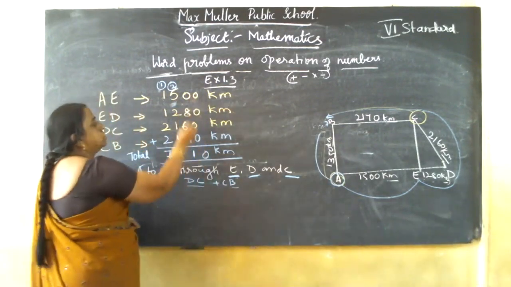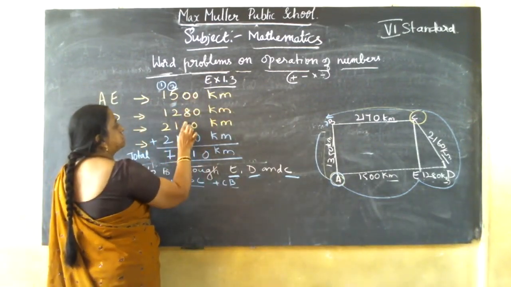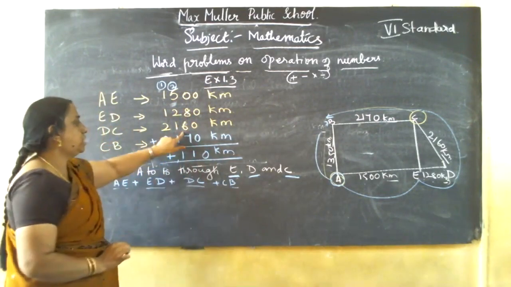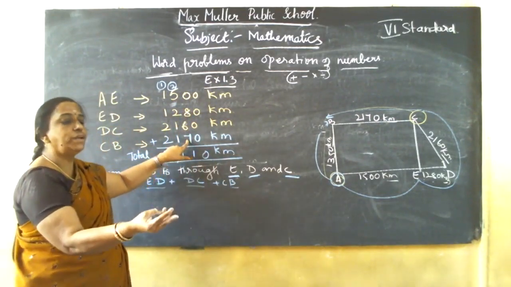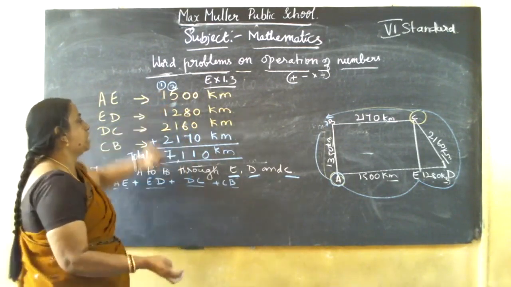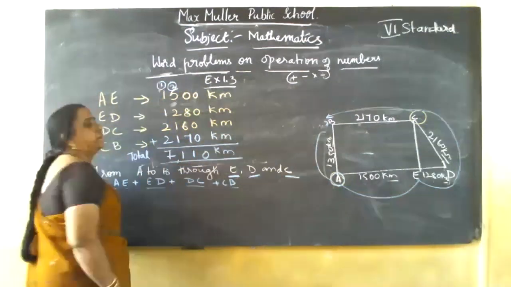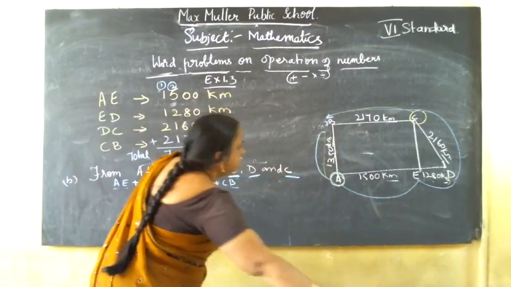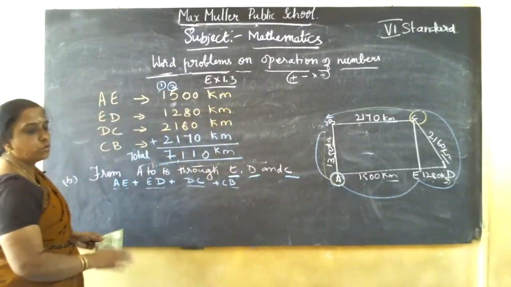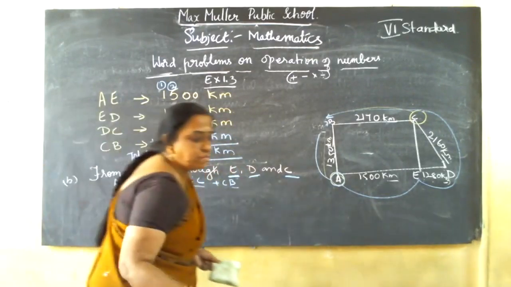So 0, 8 plus 6 is how much? 14. 14 plus 7 is 21. 1, 2 carry. Correct, 7110. So this is the total. Now next question. I hope you understood. Still 2 more questions are there. Just I'll explain that.